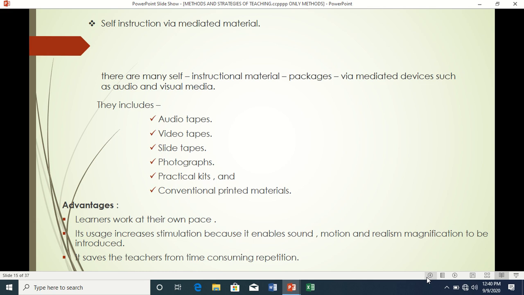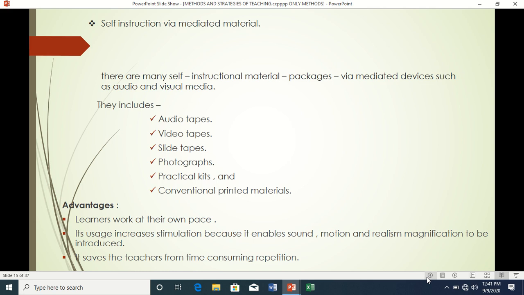Now, these ones are individualized, so we have been talking about individual methodologies of teaching. And this afternoon we are going to look at self-instruction via mediated material. Self, as an adjective qualifying the instruction, will let us know that this is a method where the learner can learn by himself or herself. Mediated: something is mediating between the learner and the learning process.